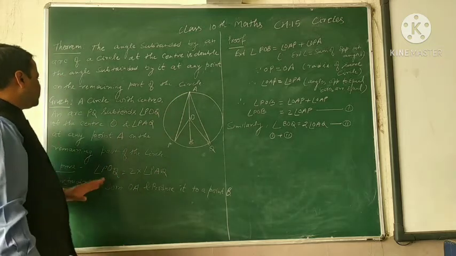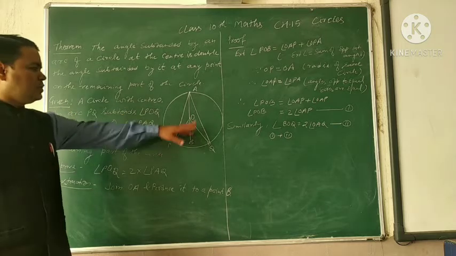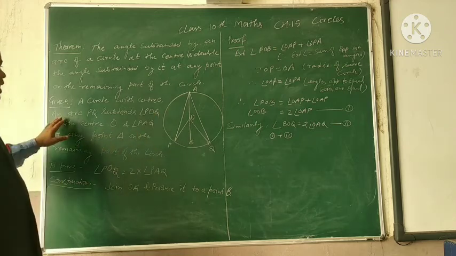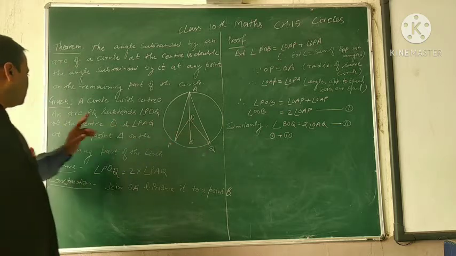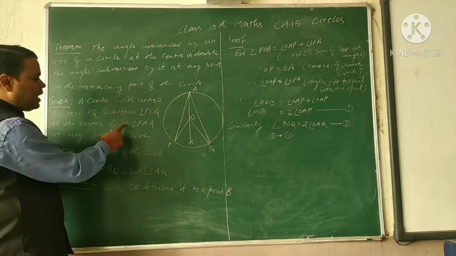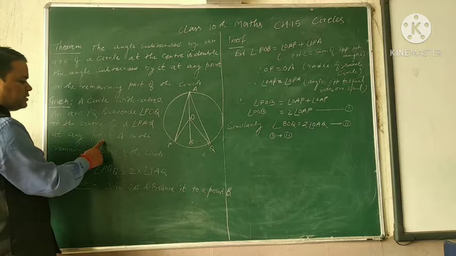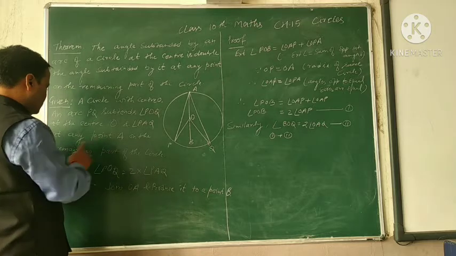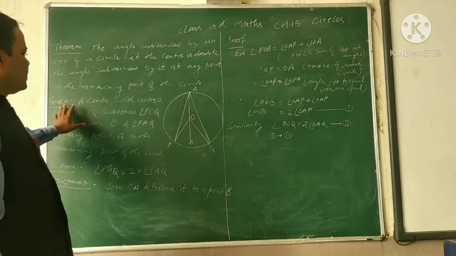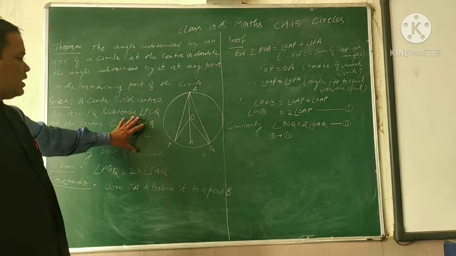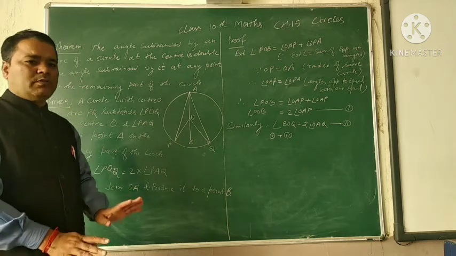So here, as given, we consider a circle with center O. This is the circle with center O and arc PQ, which subtends angle POQ at the center O and angle PAQ at any point A on the remaining part of the circle. Just according to the statement, we write our given part. Okay? In place of A, B, C, we can put any other symbol also. This will be no problem.